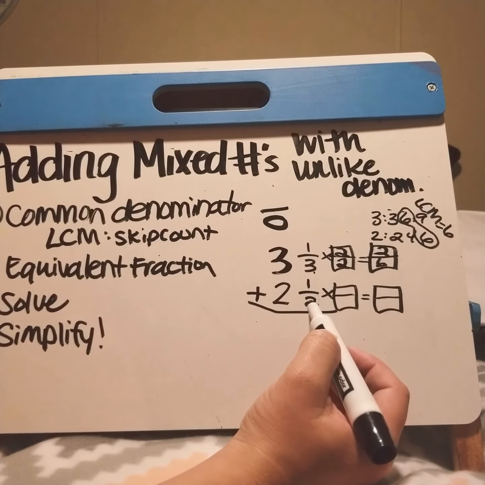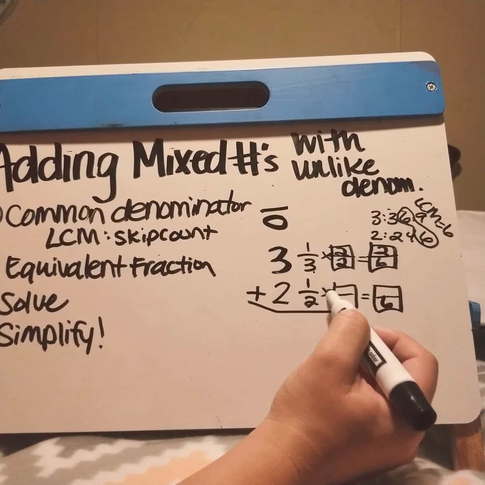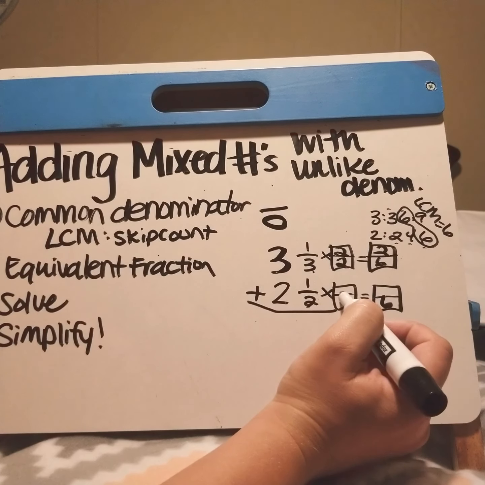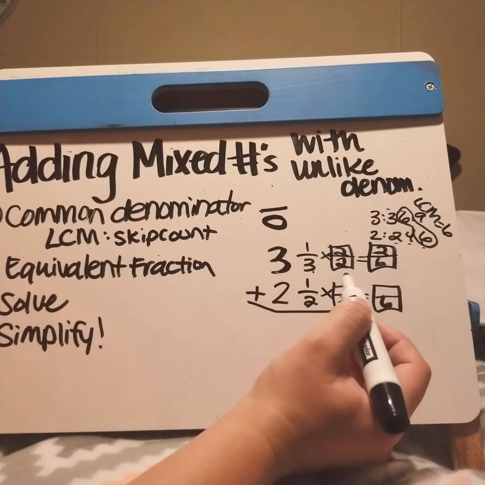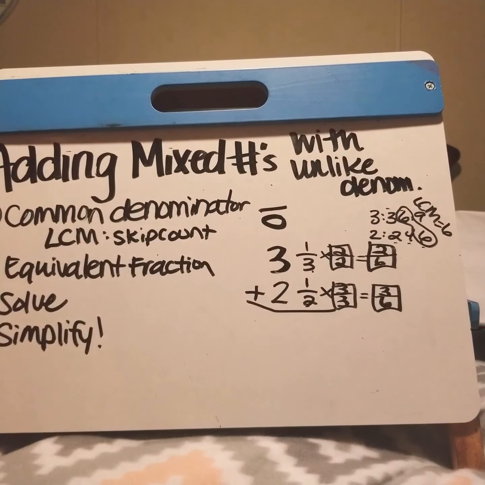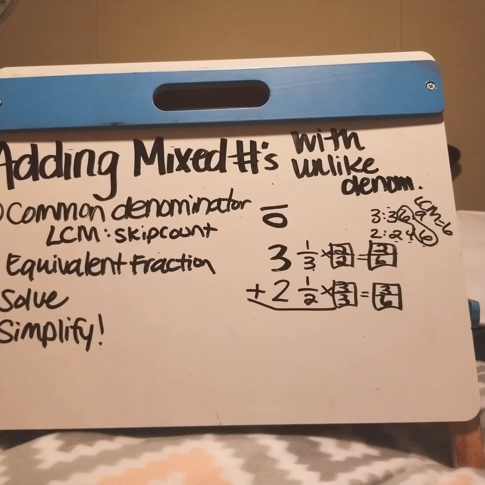So with 1/2, we know our LCM was 6. So 2 times what equals 6? 2 times 3. What you do to the bottom, you must do to the top. 1 times 3 is 3. Now they have a common denominator. We can now go on and follow through with our problem.